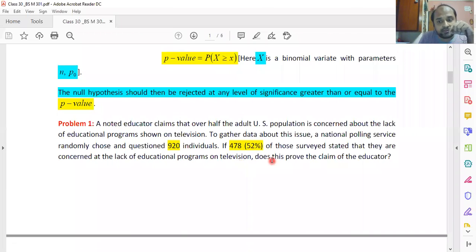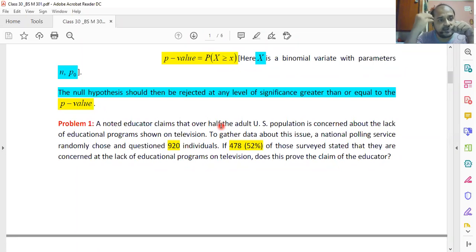We are to test, we are to prove the claim of the educator. What is the claim of the educator? The claim is written in the first line, that half of the adult US population is concerned about the lack of educational programs. Half of the US population. So that half is your population proportion. Okay. From where did they obtain this particular data?